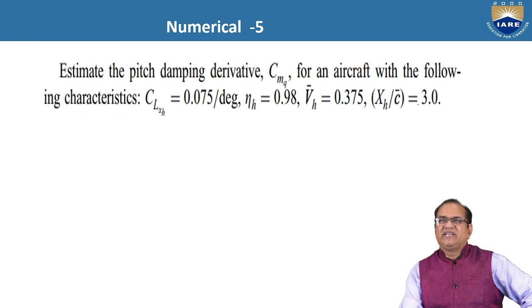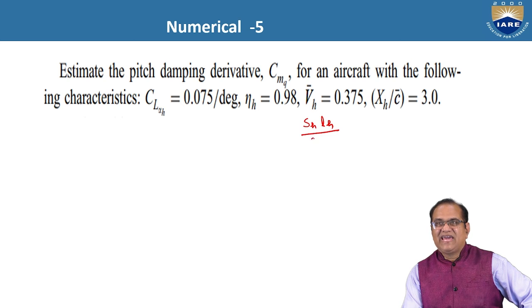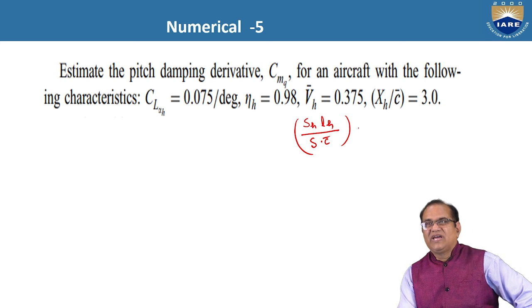So what is here? Neta H is equal to what? It is a ratio of dynamic pressure at horizontal tail to the dynamic pressure of the wing. VH is the horizontal tail ratio. It is SH into LH divided by S into C bar. It is called the tail volume ratio. And XH by C bar is equal to 3.0.